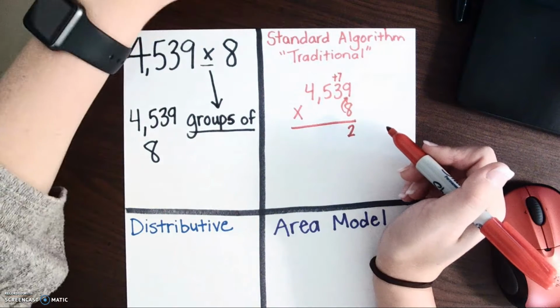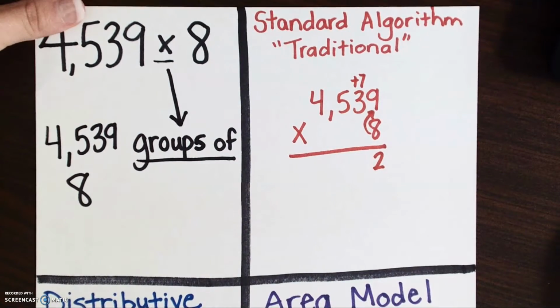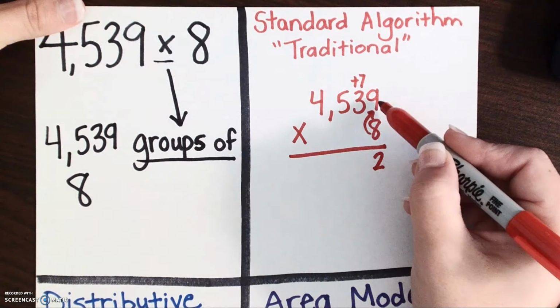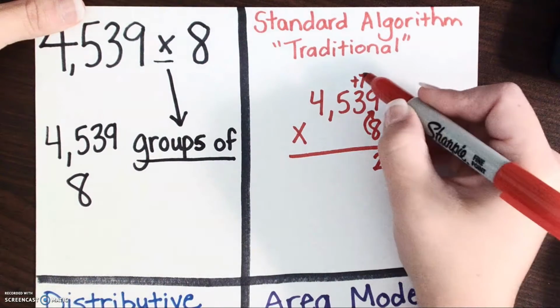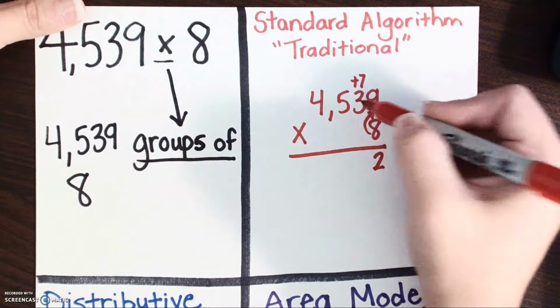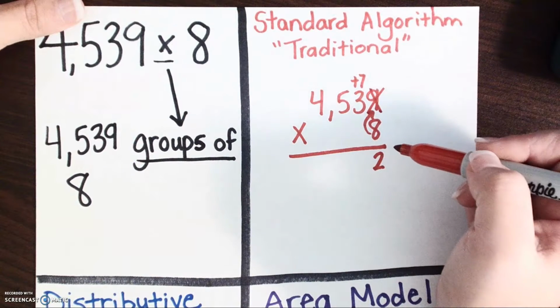Let me zoom in so you can see this a little better. There we go. Alright, so I took my 8 to the ones place. 8 times 9 is 72. I put my ones place down here, my tens place up here to go with my tens place, okay? Now I'm finished with my 9. I can mark it out.